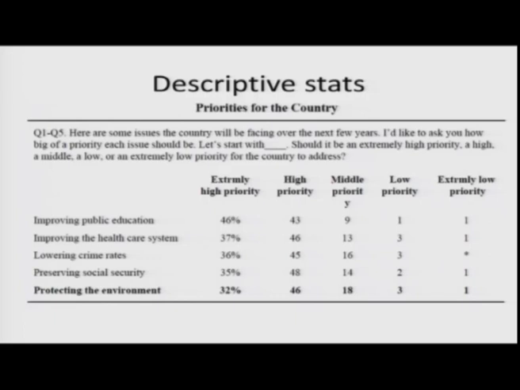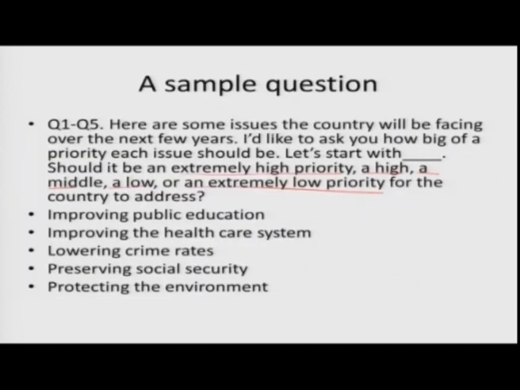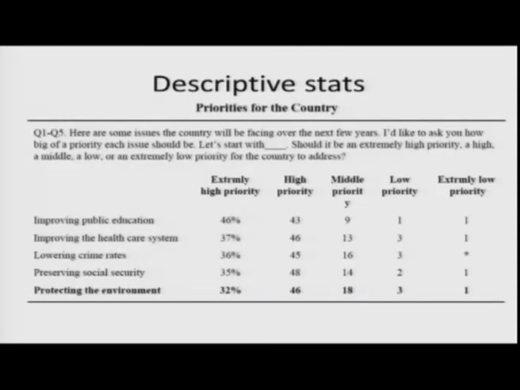Okay. So, here is an extract from the stats section. This is about the question we just looked at. So, how people responded to this question. Let's look at this. Descriptive stats, priorities for the country. Question 1 to question 5. Here are some issues the country will be facing over the next few years. I'd like to ask you how big of a priority each issue should be. Let's start with blank. So, each of these issues come here. Should it be an extremely high priority, a high, a middle, a low, or an extremely low priority for the country to address? So, this was the question which was asked to people who participated in the survey, and how people responded, it has been tabulated here.